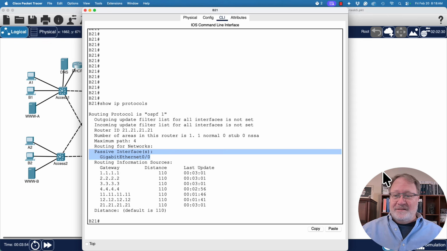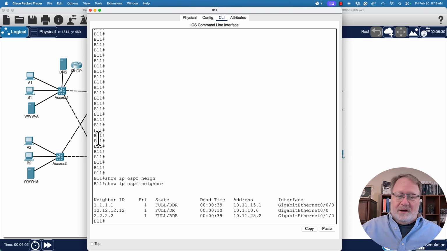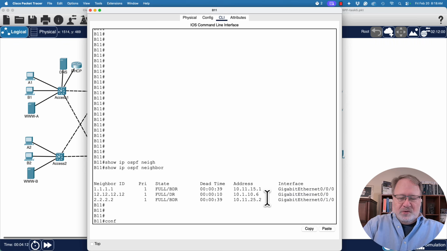Now, just for fun, I'm going to go up to B11. B11 is indeed a neighbor with B12. Its router ID is 12.12.12.12, out its gig 0/0 interface. But if we make that interface passive, it should break the neighbor relationship. So let's do that real quick.